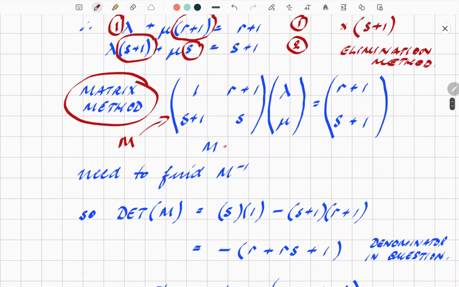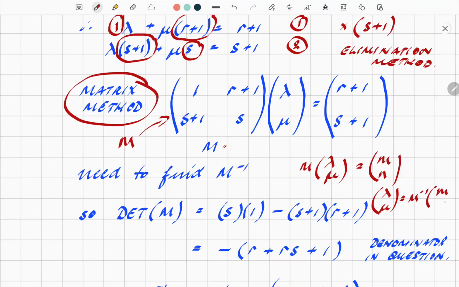All right. So what we need to do in order to solve this, because effectively we have M times lambda mu equals, let's just pick any random number, I know, mn if you like. And so in order to solve it, lambda mu will be the inverse of M times mn. All right. Okay, so that's what we're trying to do. We want to find the inverse of the matrix M.